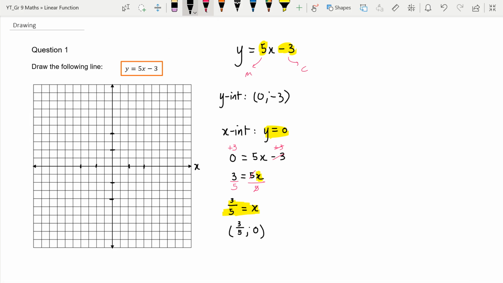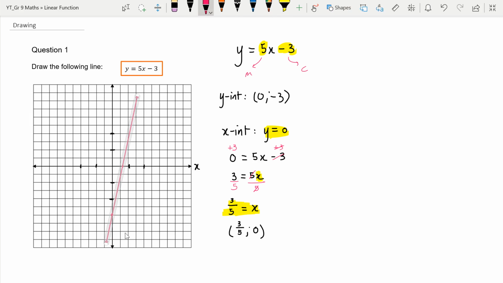Okay, let's plot our y-intercept, (0, -3). So 1, 2, so -3 would be there. And then our x-intercept is 3 over 5. Where is 3 over 5? Well, if 1 is there, 3 over 5, I would say, is roughly over there. Make sure that you can plot your fractions. And these are 2 points that we can now draw our line through. So there is our line. Oh, that's pretty good. Yay.